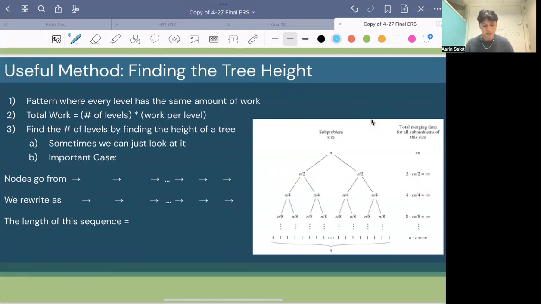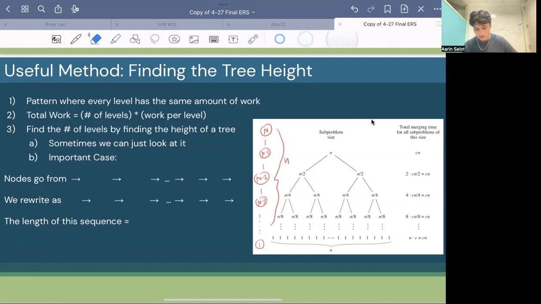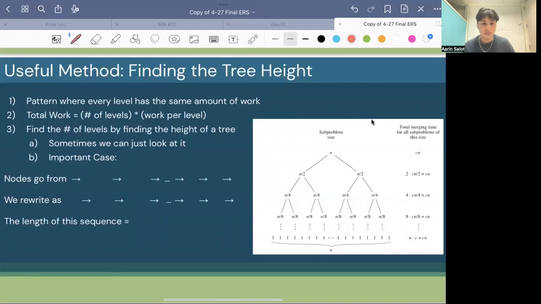And sometimes finding the height of a tree is pretty easy. Let's say we have some sort of tree that looks like this. It goes from n to n minus 1 to n minus 2 to n minus 3, just decreasing till 1. Then we can just take a look at it and say, oh, it has n levels in it. However, there's definitely cases where it is a lot harder to determine the height of the tree. And one of these really difficult cases is when your input size is constantly halving itself.